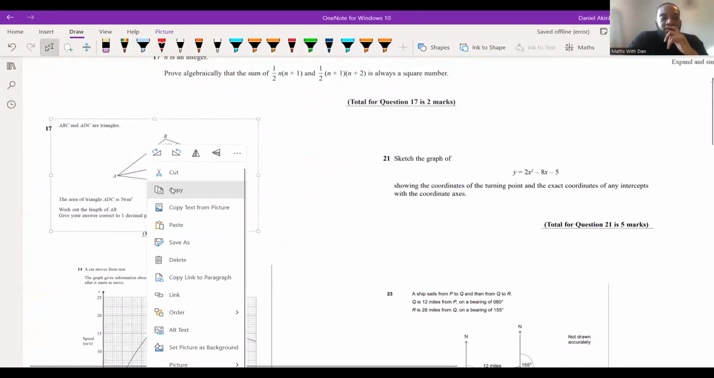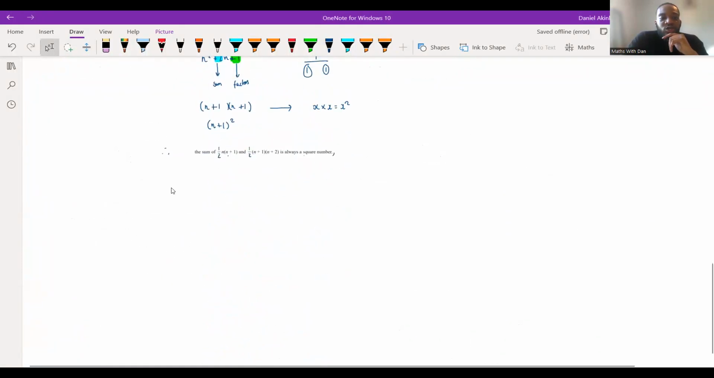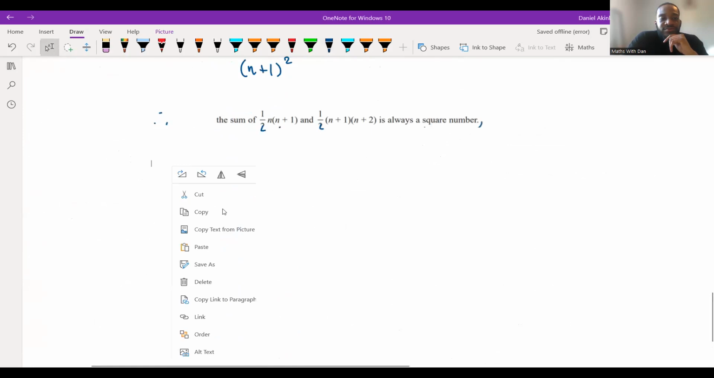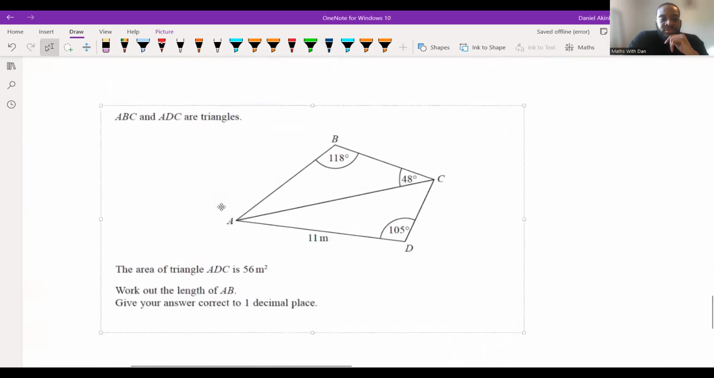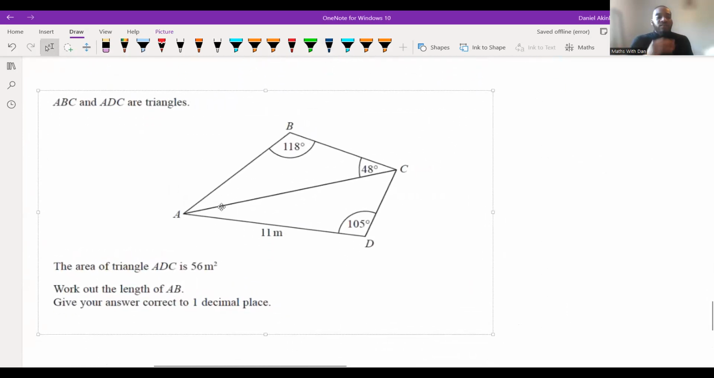This is 5 marks. I'm going to give you guys 5 minutes to try it and see how you get on. So we've got this here. It's 5 marks. See how you get on with it.